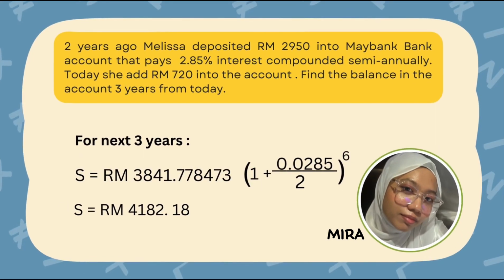Now, let's find the balance in the account 3 years from today. S equals to RM 3841.778473 bracket 1 plus 0.0285 over 2 power of 6. The answer is RM 4182.18 cents. So, that is the balance for Melissa after 5 years of investment.